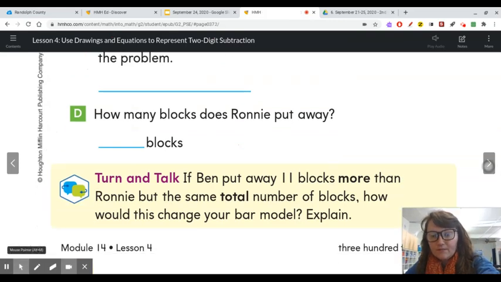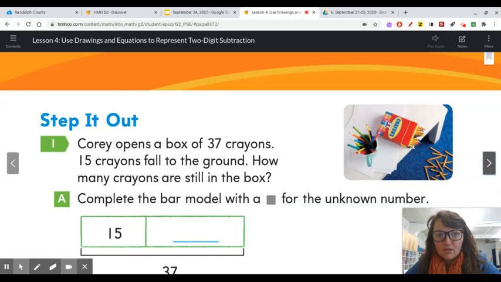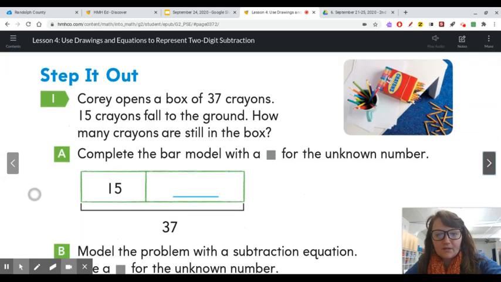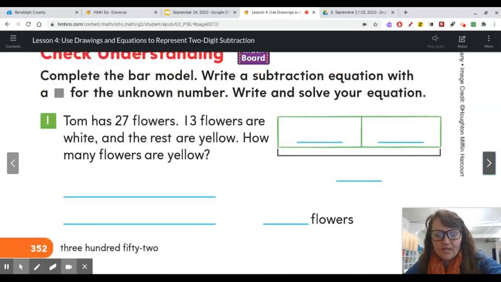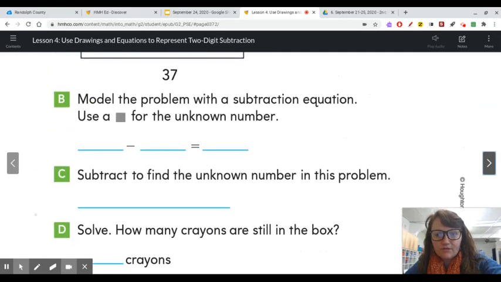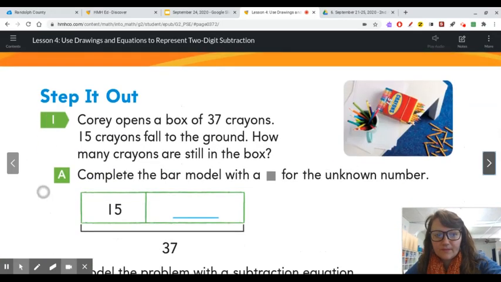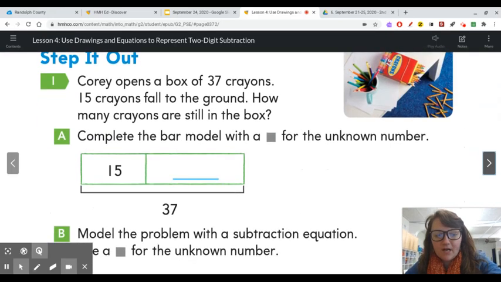So let's keep going. All right, so now we're at the step it out part. So it says Corey, oh, by the way, this is page 352. That other page was 351. Okay, so Corey opens a box of 37 crayons. 15 crayons fall to the ground. Oh, we've had that happen before in real life. How many crayons are still in the box? Complete the bar model with a square for the unknown number.